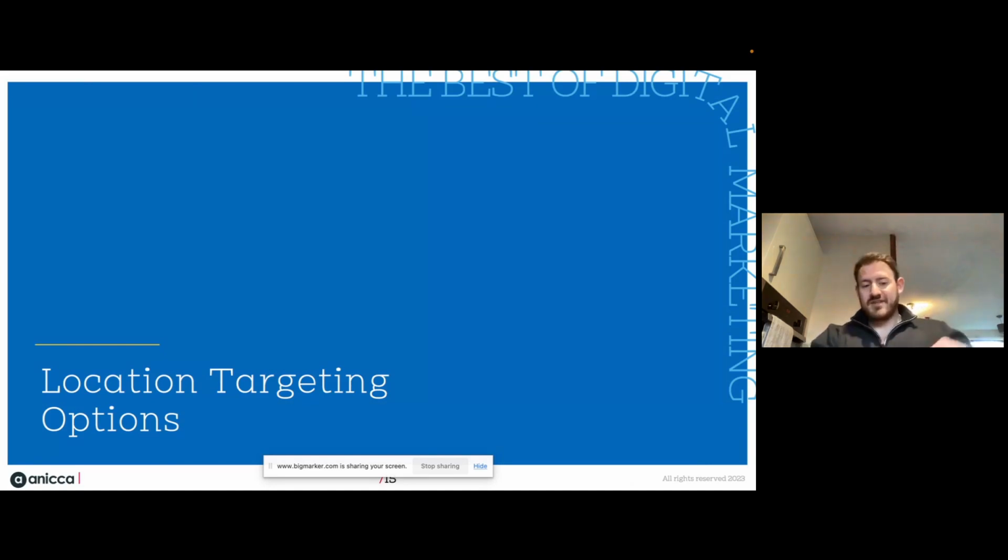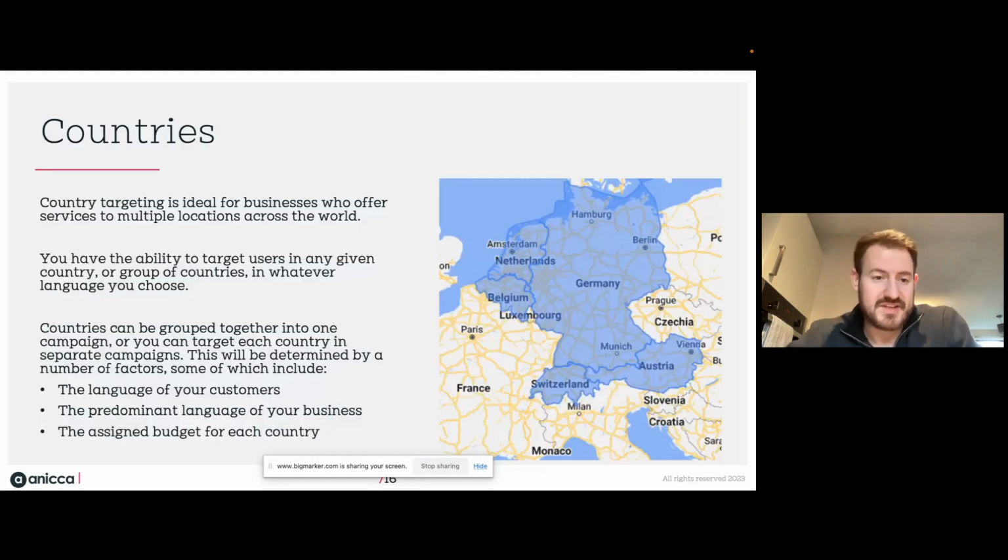So let's dive into the different location targeting options that are available to you. So first and foremost, we talked about countries. So country targeting is absolutely ideal for businesses who offer services in multiple locations across the world. So you can see in that image there, we've got Netherlands targeted, we've got Belgium, we've got Germany, Switzerland, and Austria as well. Just an example for you as to how country targeting works and how those borders look, and exactly the way in which those can be selected.